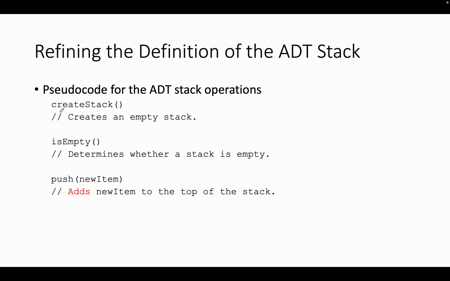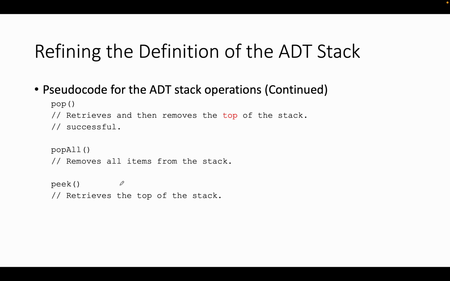Then let's see the pseudocode for the ADT. You can create a stack, check whether it is empty or not, and you can push by adding things onto the top of the stack, right? Pop just pops the top one out of the stack and returns it. Pop all will pop all the items from the stack. Peek will point to the top of the stack.